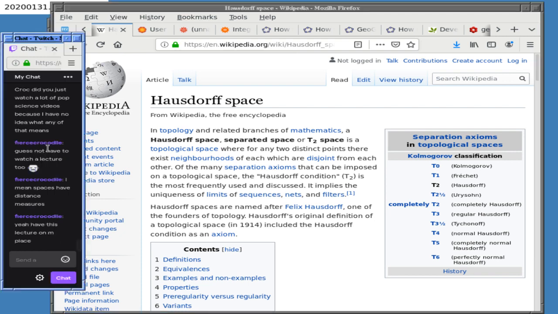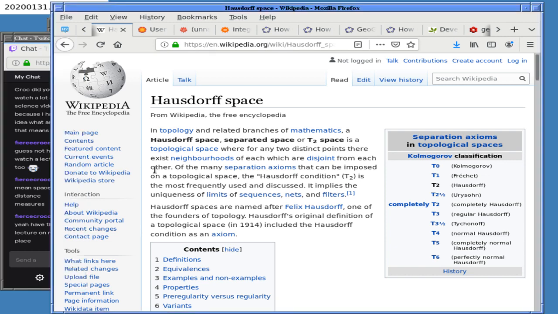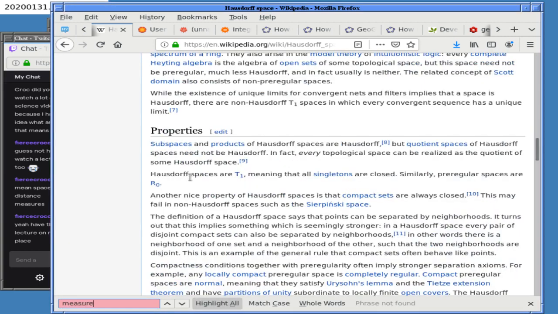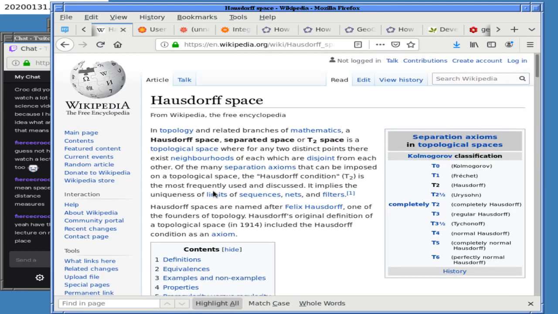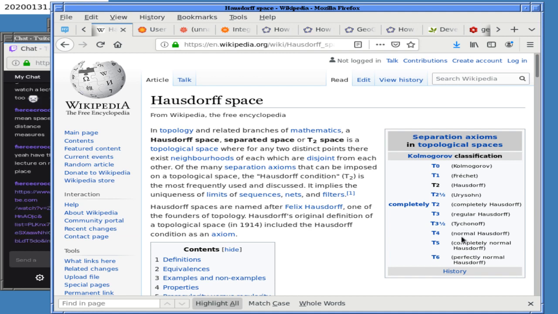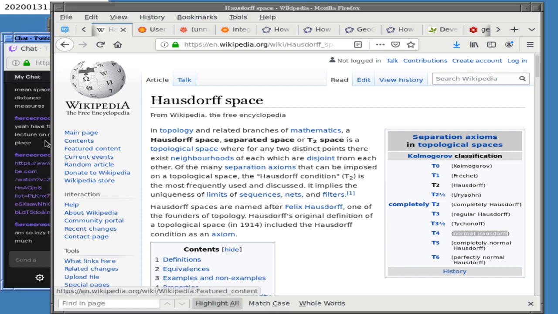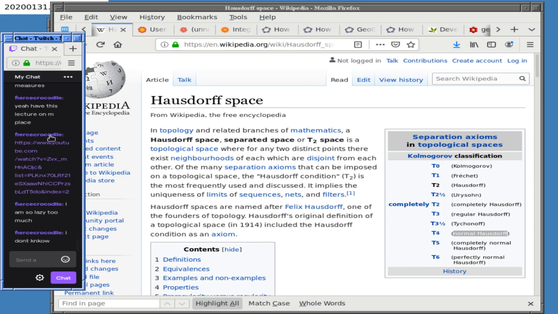Metric spaces have distance measures. Yes, a Hausdorff space has a Hausdorff measure. I'm pretty sure that's true. If it's not, I'm pretty sure you can define a measure on, oh wow, they even have T0 listed here. I didn't know all these names. I know about Hausdorff because that's an important space. T4 is, maybe we can give this. There are spaces in which you can't even define metrics consistently. Let's see. Okay, so yeah.